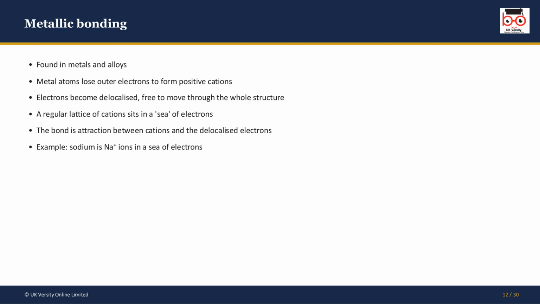Now, metallic bonding, found in metals and their alloys. The metal atoms lose their outer electrons to form positive cations. Those electrons become delocalized, free to move throughout the entire structure. So you get a regular lattice of cations sitting in a shared sea of electrons. The bond is the attraction between the positive cations and that sea of delocalized electrons. Sodium, for instance, is a lattice of sodium ions bathed in a sea of electrons.